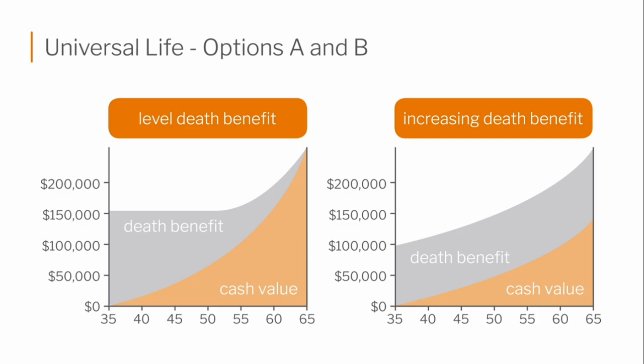Typically, generally, option A has a cheaper premium. Sometimes option B can be quite expensive. So people often like the idea of this increasing death benefit, but then when they see the cost of the premium, they go back and take option A. But it's going to be totally whatever is going to work best for the client. So it's nice to have that flexibility.